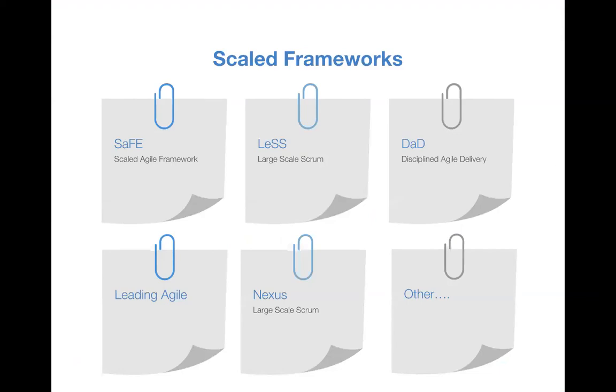I mentioned SAFe. There's LeSS, which is another great one, Large-Scale Scrum. There's DAD, Disciplined Agile Delivery. There's one called Leading Agile, Nexus, and of course there are just dozens of these. And so if your organization is questioning if they want to go to a scaled framework, I would do a little research, check these out, maybe have some experts come in and talk to you about them, because there are advantages and disadvantages to all of them.